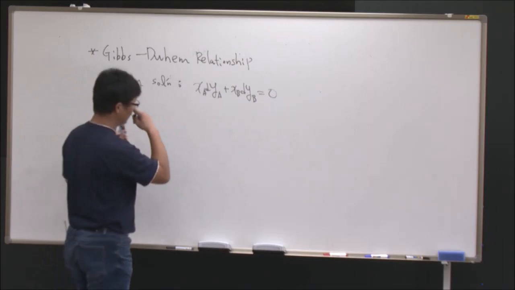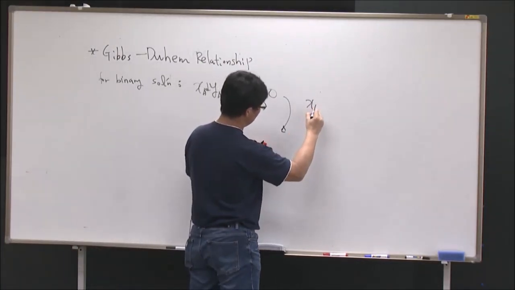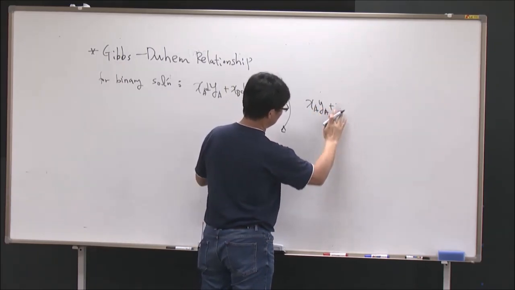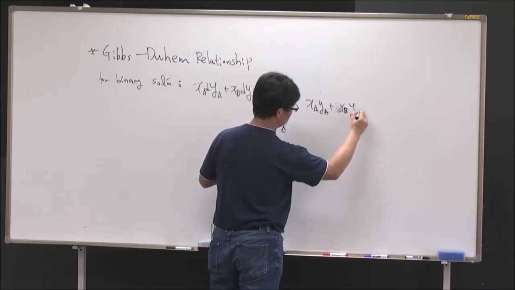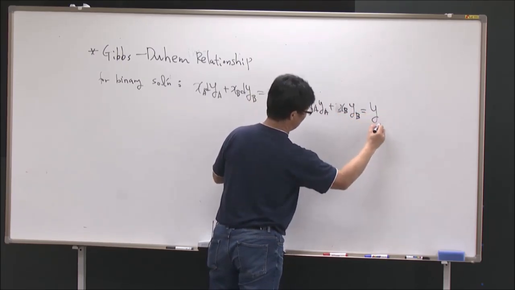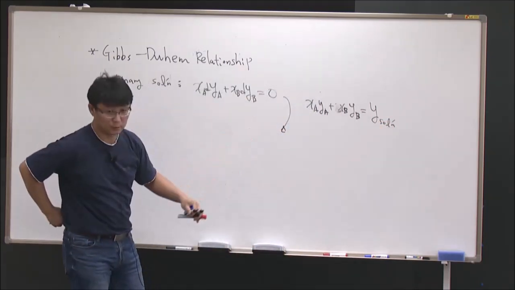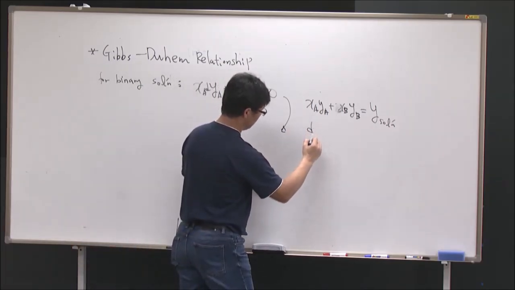So at least we know that xA yA plus xB yB is y, the property over the total solution, yeah? So we know this one. This is the definition of the partial thermodynamic property.